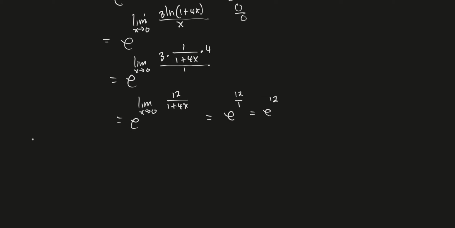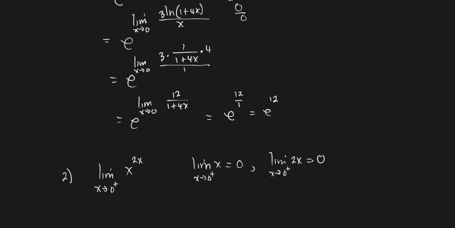Let's try, so this would be, what, example 2? So let's try something that on the surface looks a little simpler. Let's take the limit as x approaches 0 plus of x to the 2x, right? So what form is this? Well, as x approaches 0 plus, the base, which is x, approaches 0, right? And then the exponent, 2x, as x approaches 0 plus, also approaches 0, right?